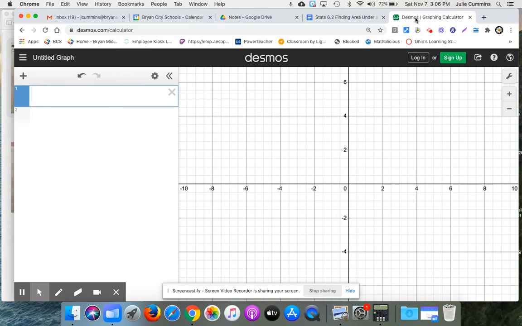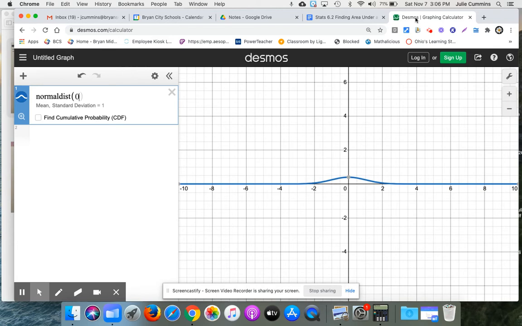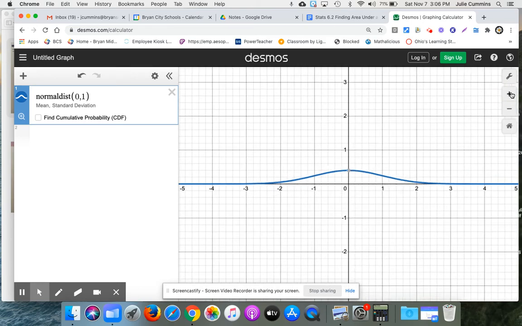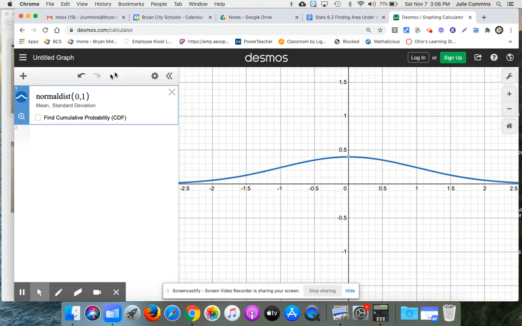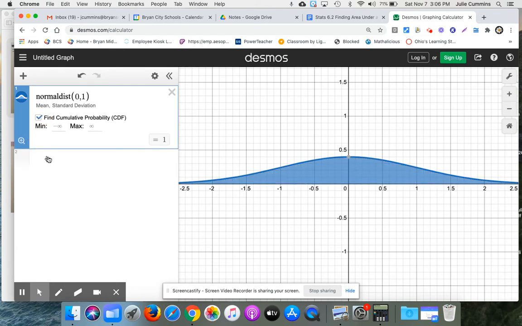It's in the notes, I had written it earlier, but you just type in normal dist, and then you have to tell it what the mean and standard deviation are. So mean is 0, comma, standard deviation 1, okay? And notice it actually draws this here. If we zoom in, you can see it's a standard normal curve. And then we want to check the box that says find the cumulative probability. So right now it's finding the area under the entire curve from negative infinity to infinity, which is 1.